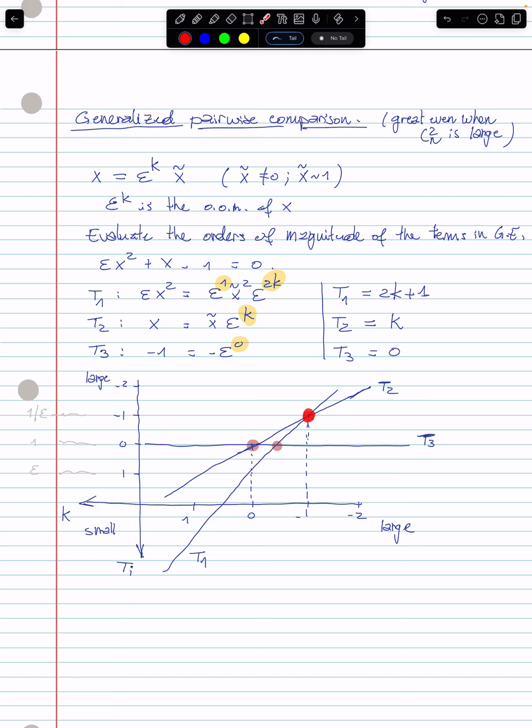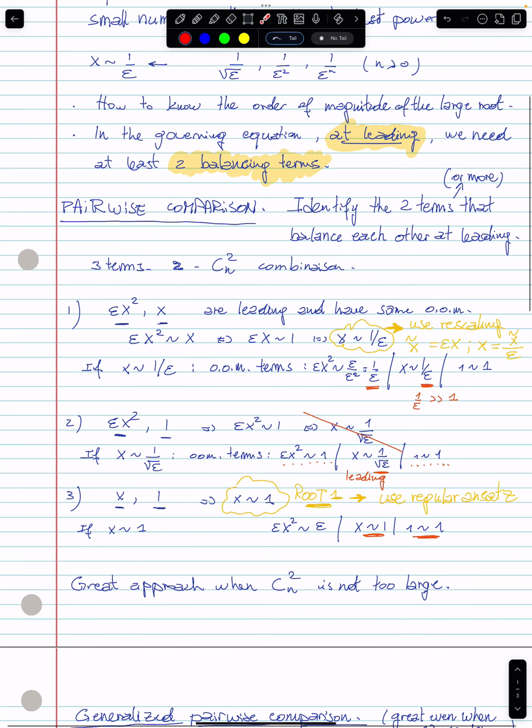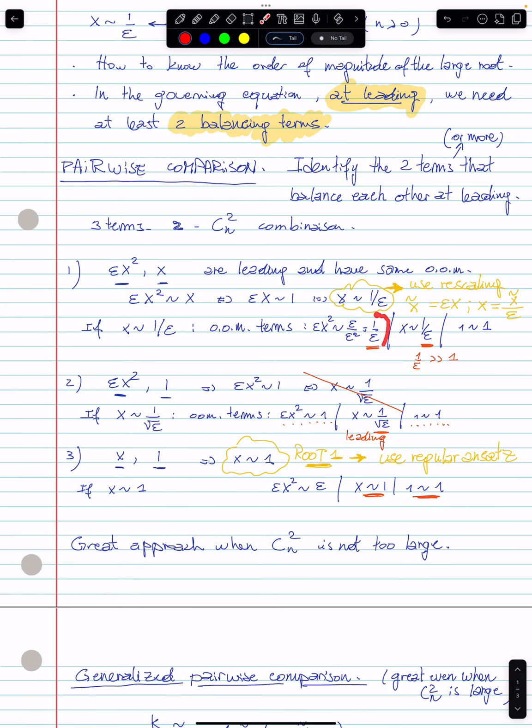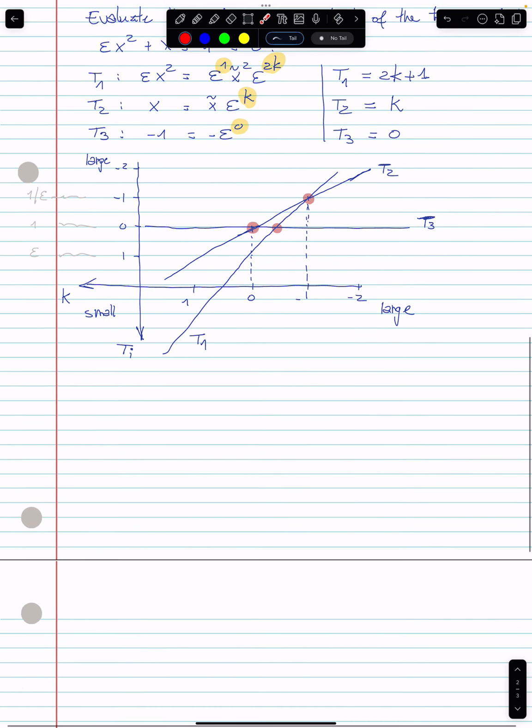And what did we get? We got this point. And so we found that k is equal to -1. So it means that the order of magnitude of each term is 1 over epsilon. And this is indeed what we saw before: the order of magnitude of each term is 1 over epsilon when k is equal to -1, when x is 1 over epsilon.